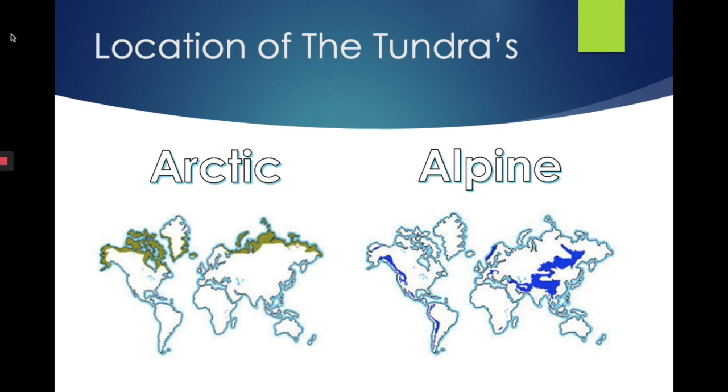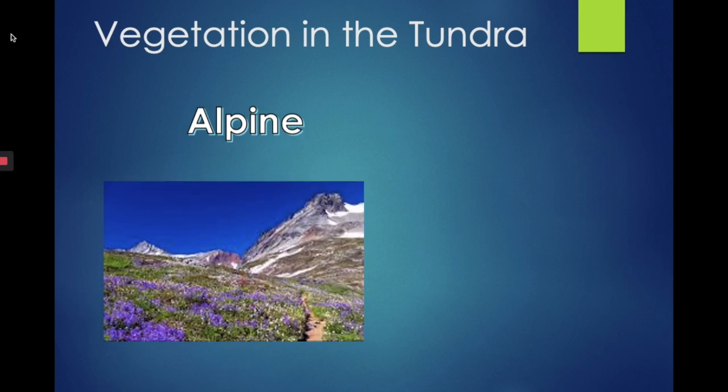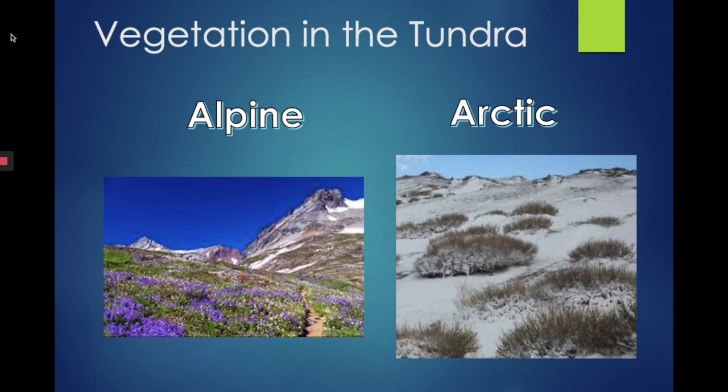So let's take a look at some of the vegetation we might find within these two types of tundras. Here we have the alpine tundra and the Arctic tundra. What differences do you notice about the types of vegetation? The alpine plants grow at high elevation, and some examples might be perennial grasses, cushion plants, sedges, and forbs.